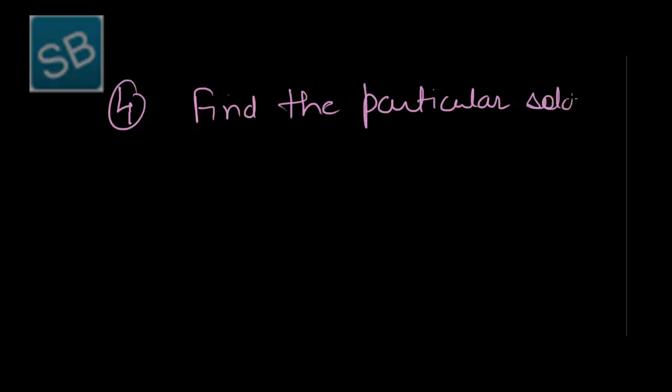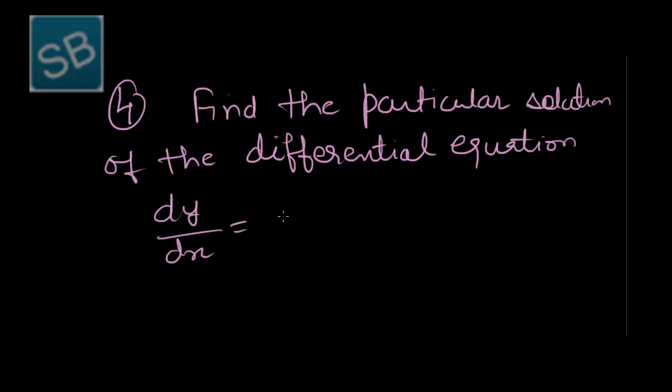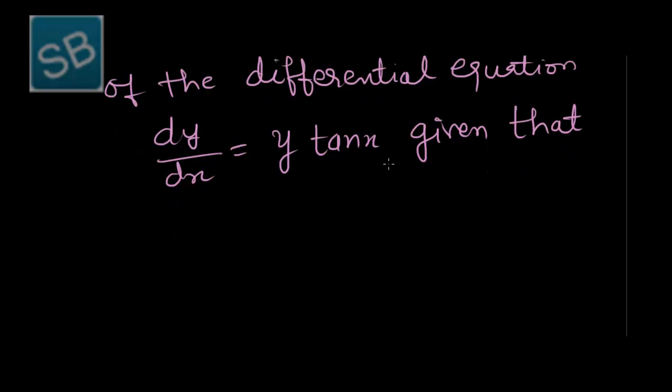So problem number 4 is: find the particular solution of the differential equation dy over dx is equal to y tan x, given that y is equal to 1 when x is equal to 0.